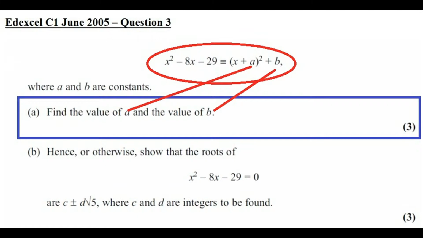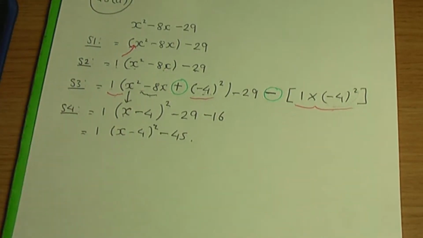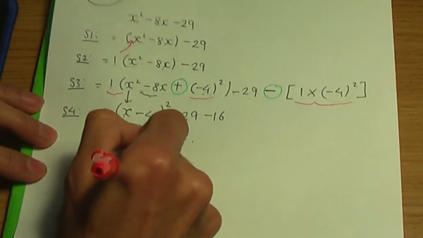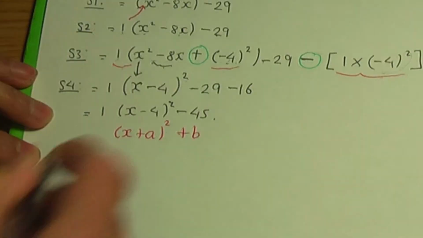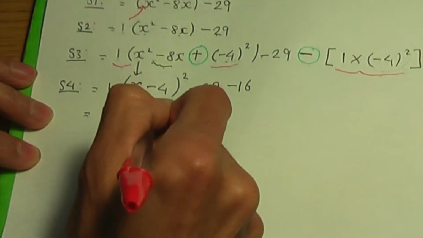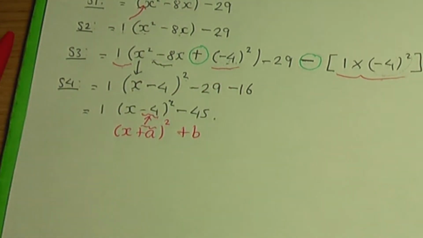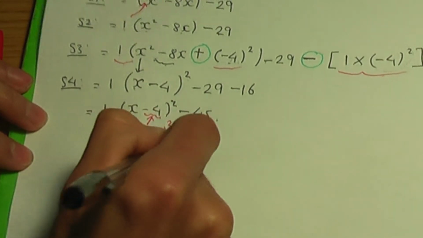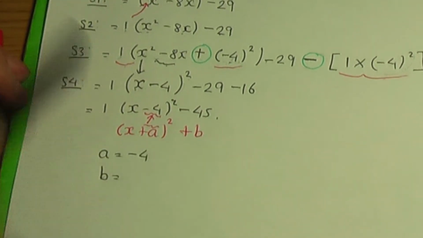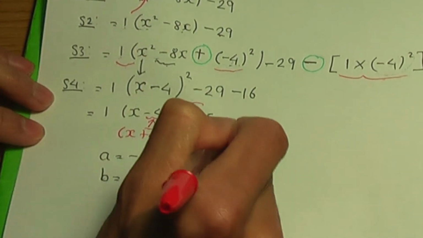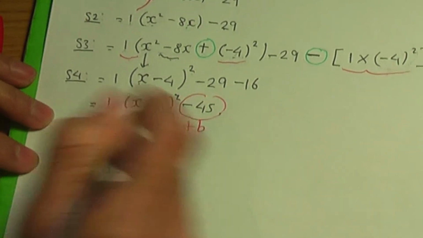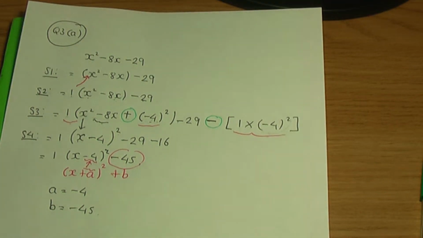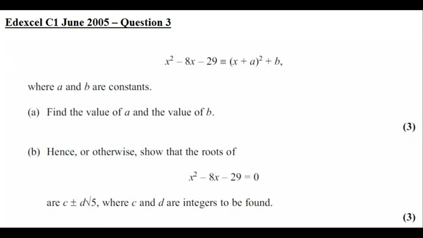So if we go back to the paper and pen, if we make a comparison with (x + a) squared + b, by comparison, the a value is -4. So let's make a note, a = -4. And as for b, b by comparison is -45. So b = -45. So that completes part A. Now let's go back to the question because we have another part to do.